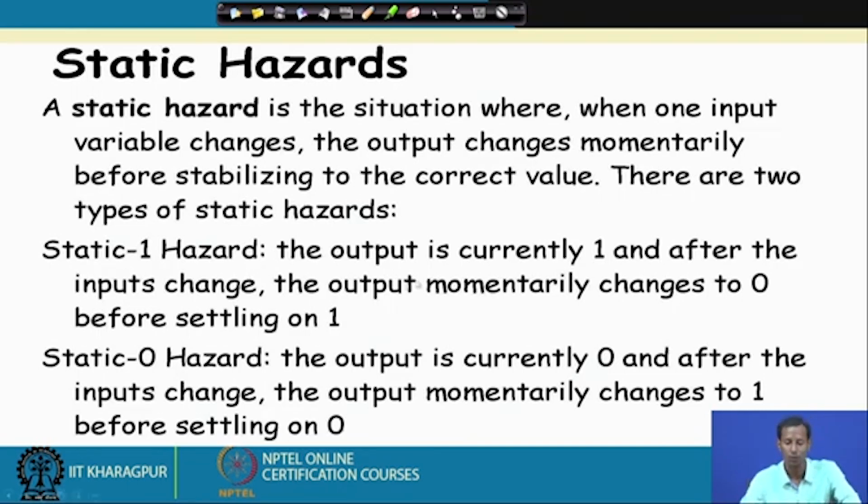Whenever the output is currently 1, but after the input changes the output momentarily changes to 0 before settling to 1, that type of hazard is known as a static 1 hazard. Just the opposite: the output is currently 0, but after the input changes the output momentarily changes to 1 before settling to 0, that is a static 0 hazard. You will get a glitch. Glitch means some unwanted or spurious signal present at the output.